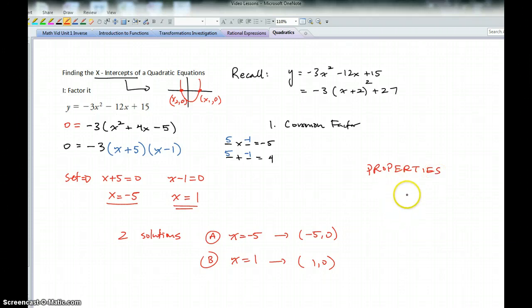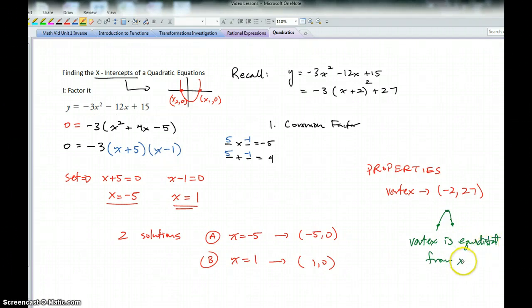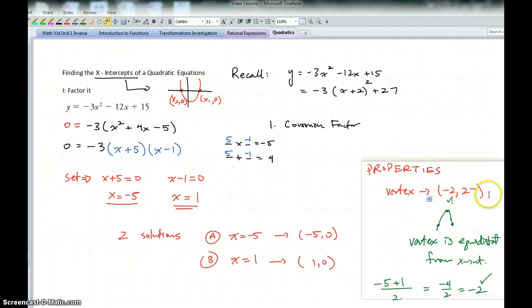The property is that I know from the last video that the vertex occurs at -2, 27. So the nice thing is that the vertex point, right here, should always be equidistant from the zeros. I'll say that the vertex is equidistant from the zeros or x-intercepts. So if I were to average the two zero values, I'm going to get -4/2, which is -2, and I see that this matches up with that. That's one property that you can always verify with.